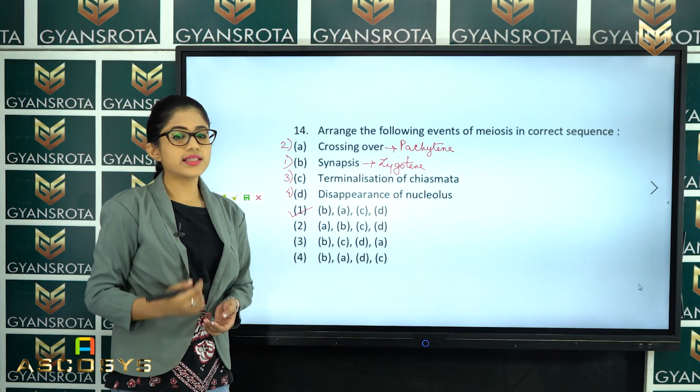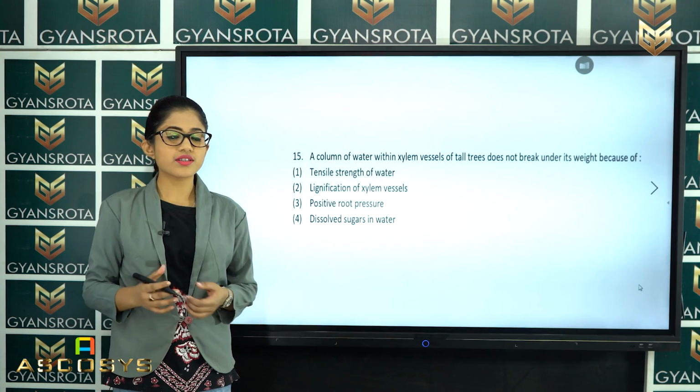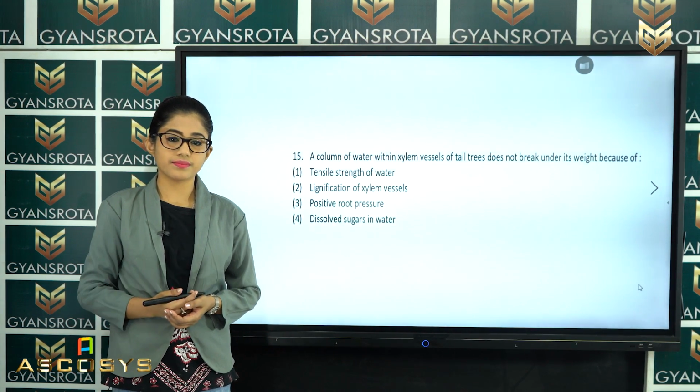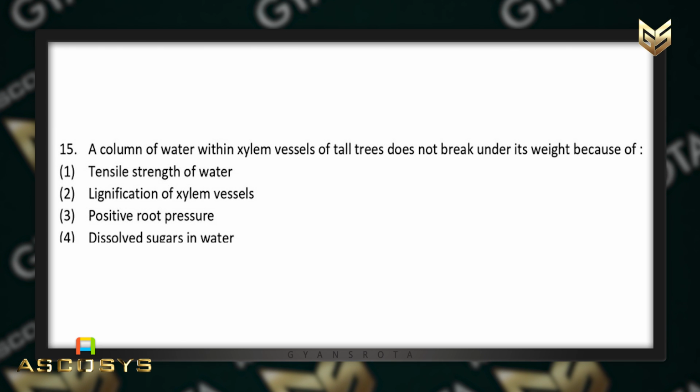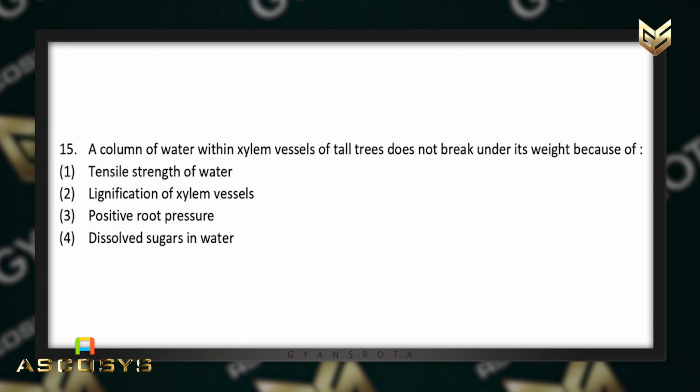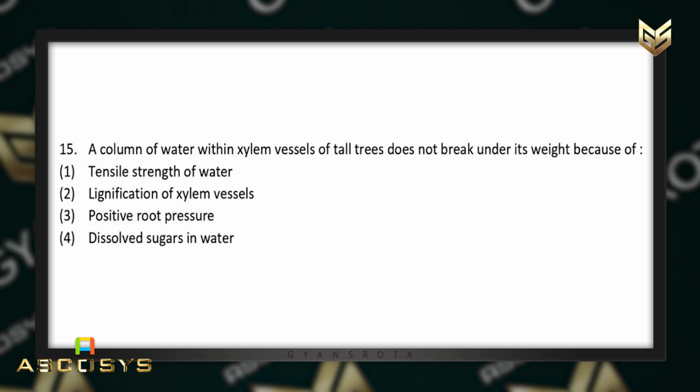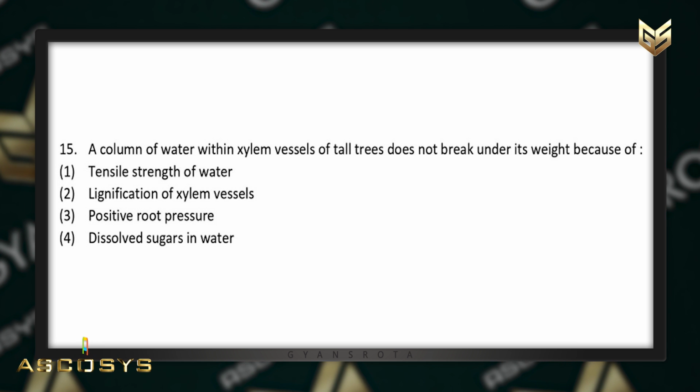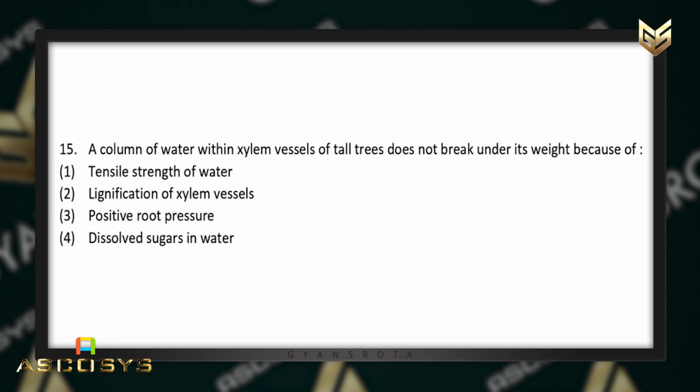Alright. Now let's see the next question. Now the next question is question number 15. A column of water within xylem vessels of tall trees does not break under its weight because of, options are given: tensile strength of water, or lignification of xylem vessel, or positive root pressure, or dissolved sugar in water.